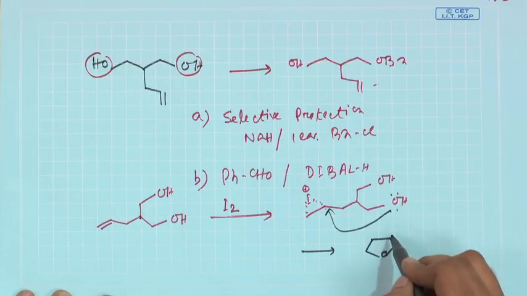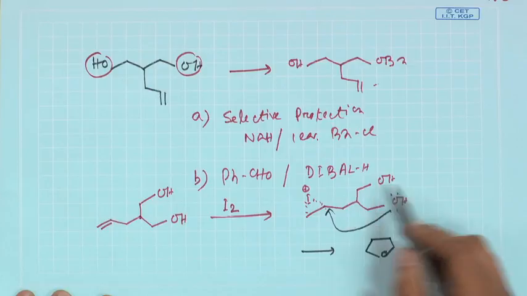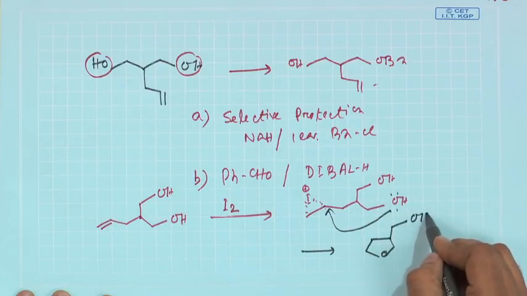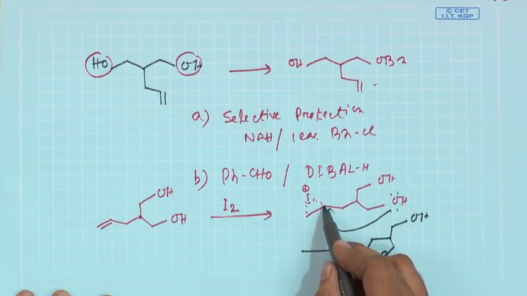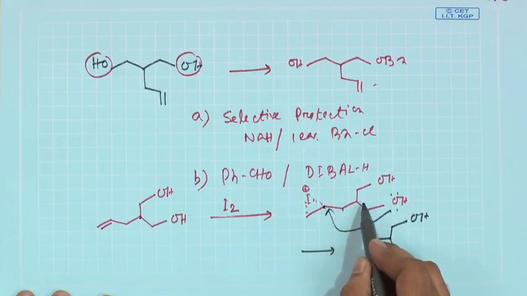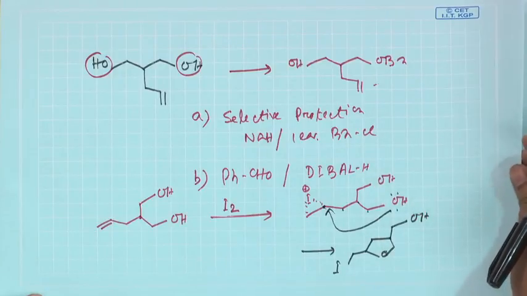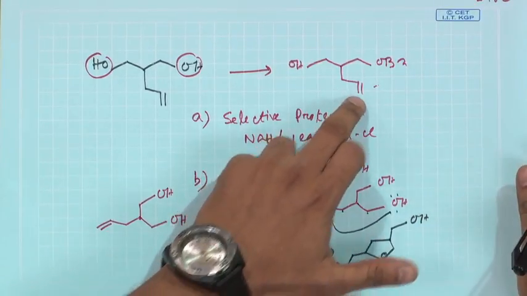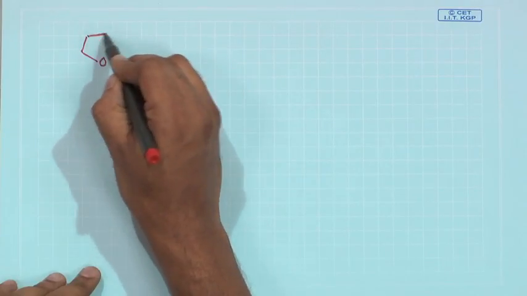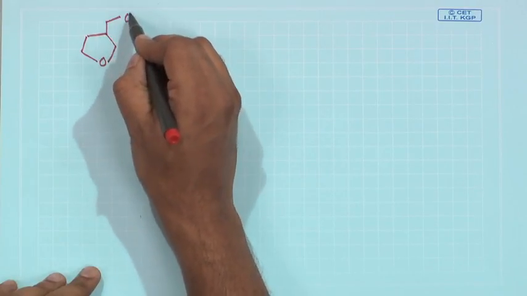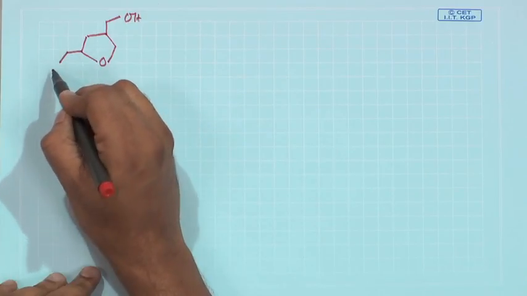So, initially after this ring closing, this CH2OH will remain similar. And here you are closing this ring, 1, 2, 3, 4, 5, and you basically get a CH2I here. So, the molecule has been desymmetrized, but our target is you have to bring the allyl functionality back with the OBn remaining. So, we will now draw the structure again. This compound is basically a tetrahydrofuran.